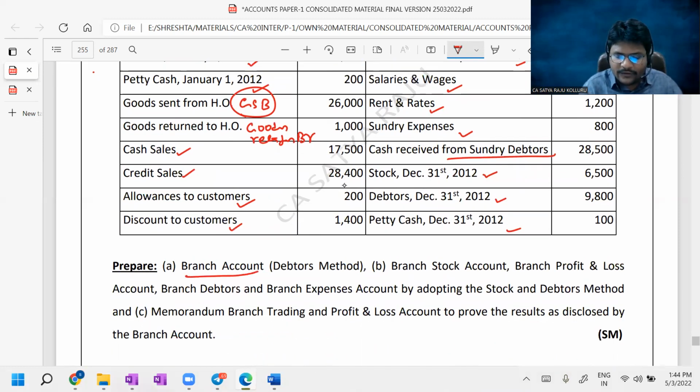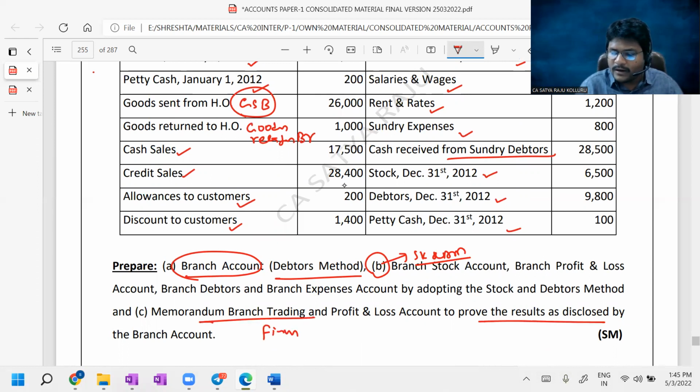Prepare branch account under debtors method. The same problem you need to resolve under stock and debtors method. B is related to stock and debtors method, which we have not yet discussed any single point. And C is related to final accounts method. To prove the results as disclosed by the branch account, we need to prove the result. Whatever method we choose, the result should be the same.